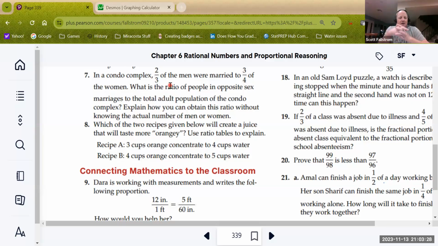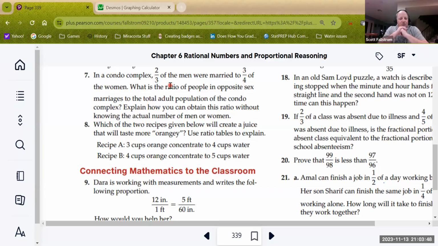So then as you look at it, the number of people that have to be married to each other is that multiple. So those have to match up. And there you go. The number of married men has to be equal to the number of married women.